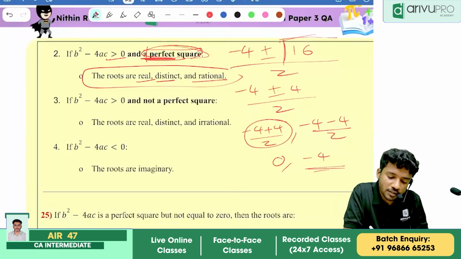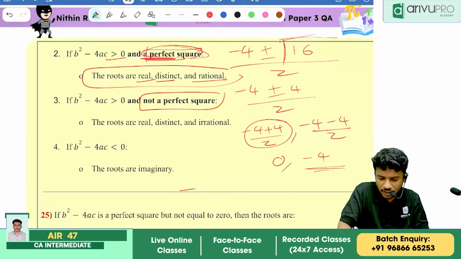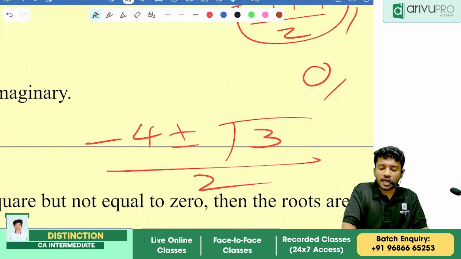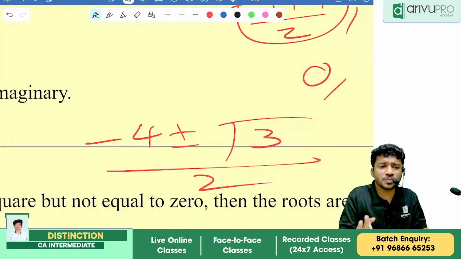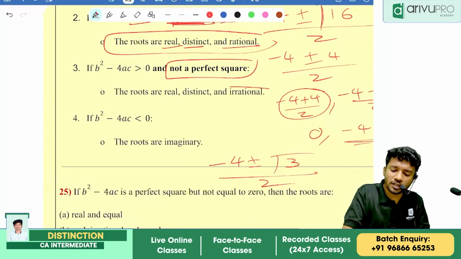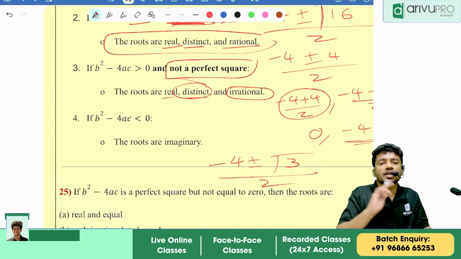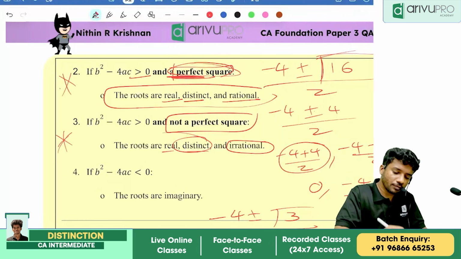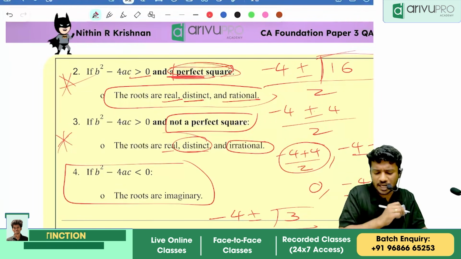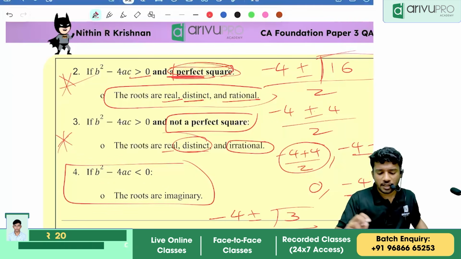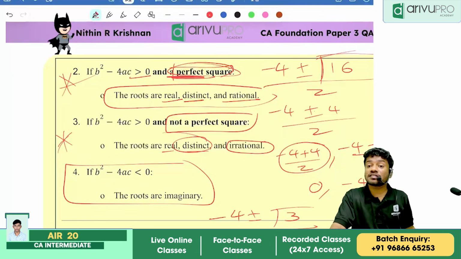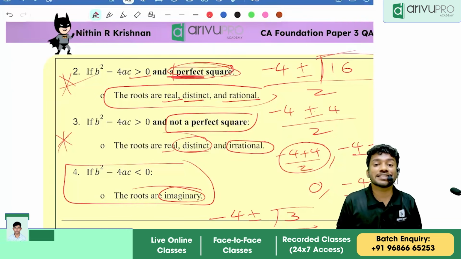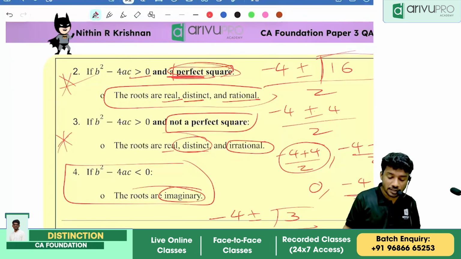Whenever b square minus 4ac is not a perfect square, for example, minus 4 plus or minus root of 3 divided by 2. Can you write root 3 directly? No. We will just keep it as root 3 itself. So it will be irrational but real and distinct. Make a note of it. Questions can come from all of this. This was the Jan or May 25 attempt question. If b square minus 4ac is less than 0, the roots are not real, it is imaginary. Remember that.